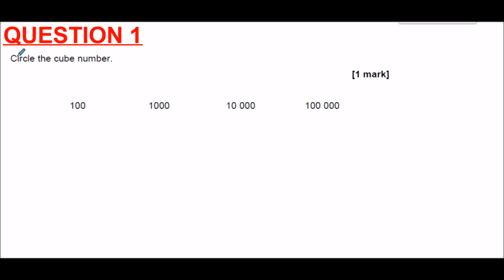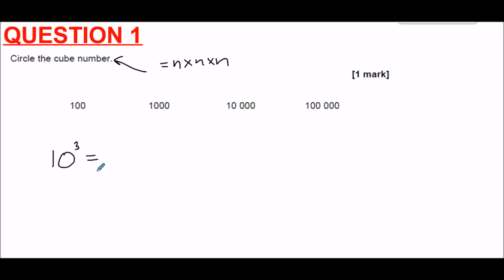Question 1, we have to circle the cube number. What this means is, one of these numbers equals a whole number multiplied by itself 3 times. There are a few ways of doing this. One way I'd suggest is just looking at the numbers. Each one begins with a 1 and ends in zeros. And so if it's a 1 ending in zeros, that means it's going to be 10 multiplied by something. So one thing we could try as a hunch, as a guess, is what would 10 cubed be?